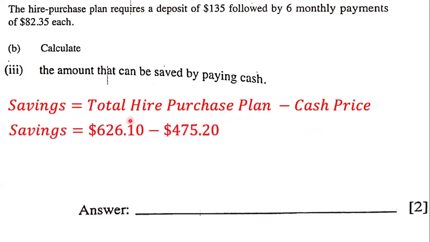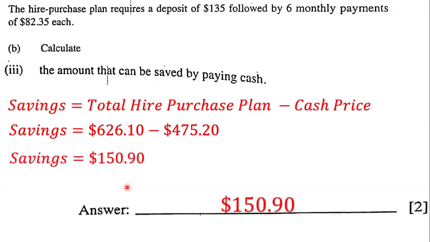$475.20, and the total amount of the hire purchase plan is going to be $626.10. So in order for us to get the savings, we have to do $626.10 and subtract $475.20. And when we subtract the two, we get $150.90. And so that means that the amount that can be saved by paying cash is $150.90. And that's the answer to this question.